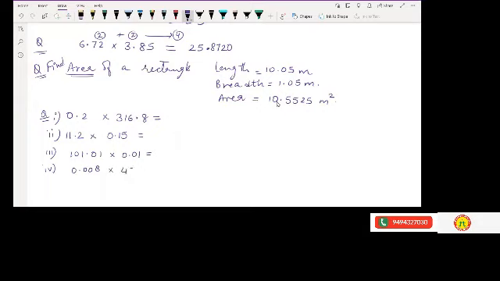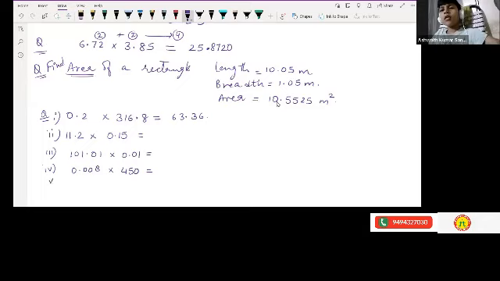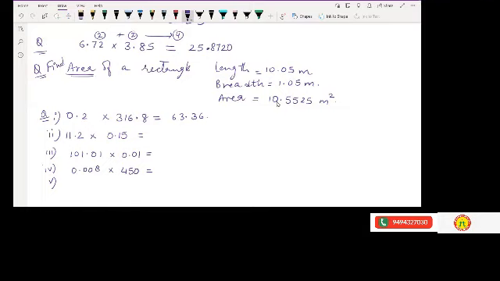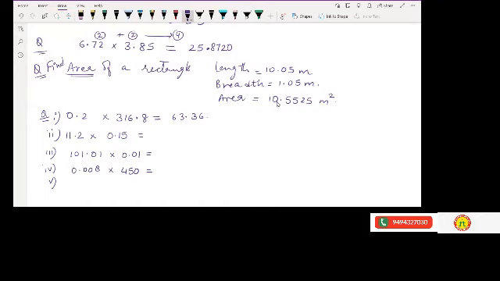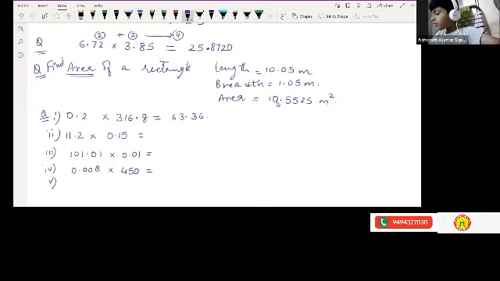Ma'am, the first one is 63.36. 63.36. Okay. Children, please give your answers so that we can check. Ma'am, how can it come? As 316 is greater than 63, so how can the answer come? So check, please. Check the answer. I am also getting that only.